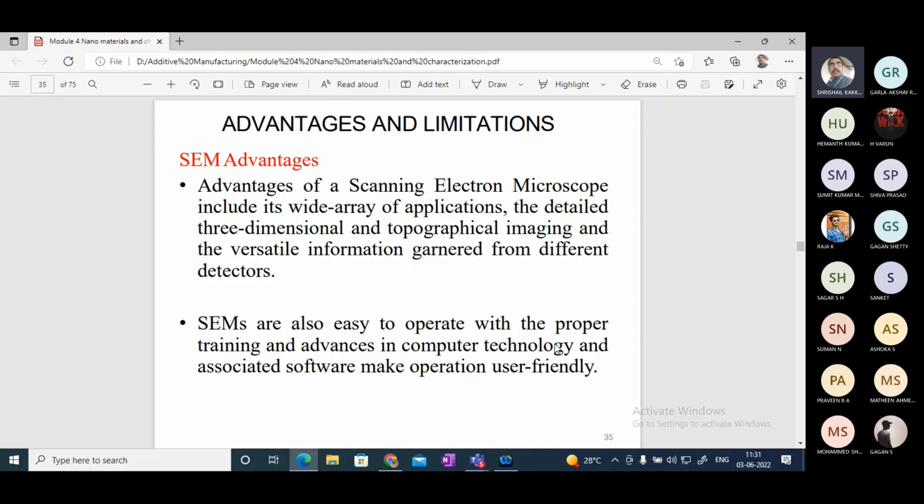The image created by these bounced back electrons will be meaningful and will have very good resolution, so that we can find out the inner properties of the nanoparticles when they have been rearranged, that means when they have been synthesized.